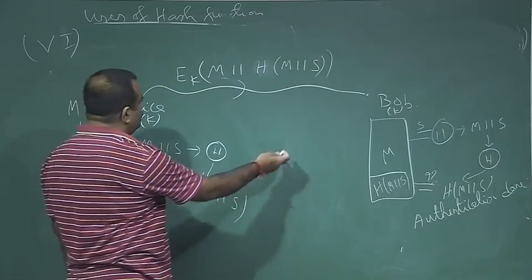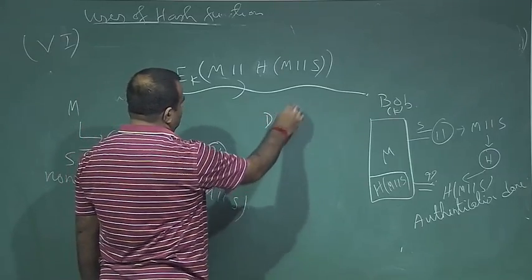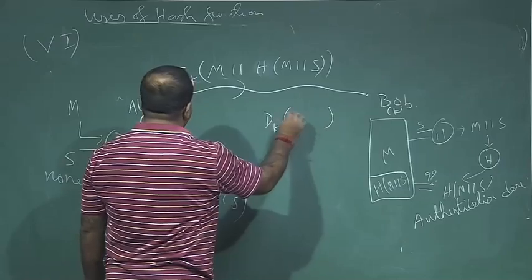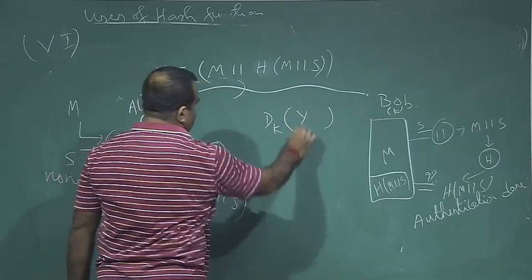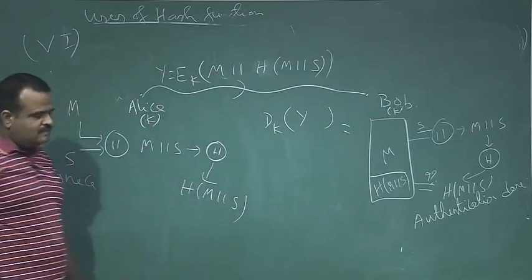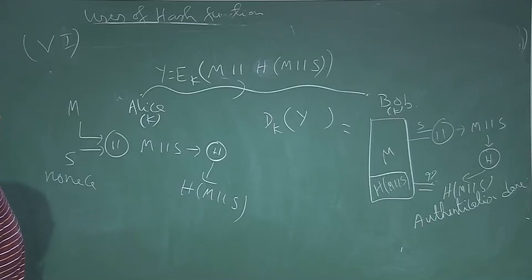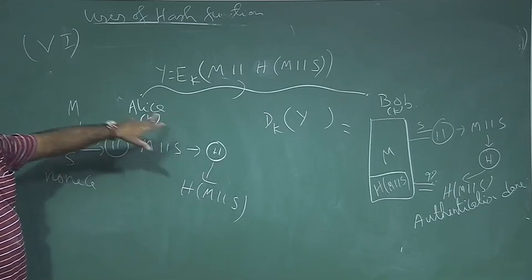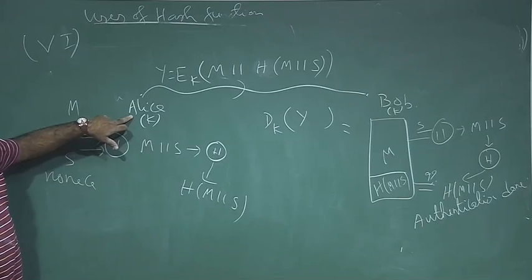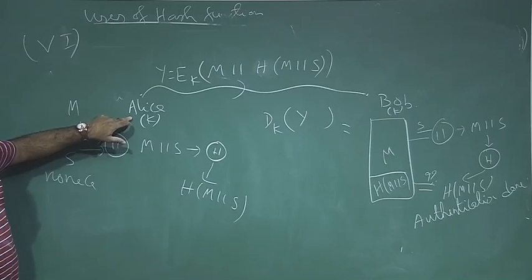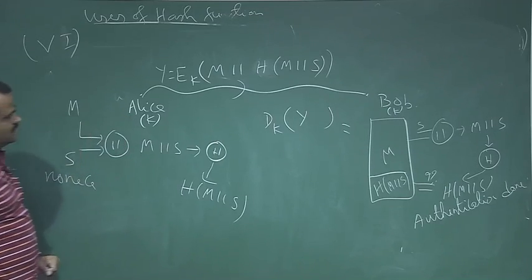So, what will Bob do first? Bob will decrypt this Y, and Bob will be getting this, and then Bob will do the remaining thing as earlier. So, this way, this is the symmetric key encryption. This way we can achieve both the confidentiality and the authentication.